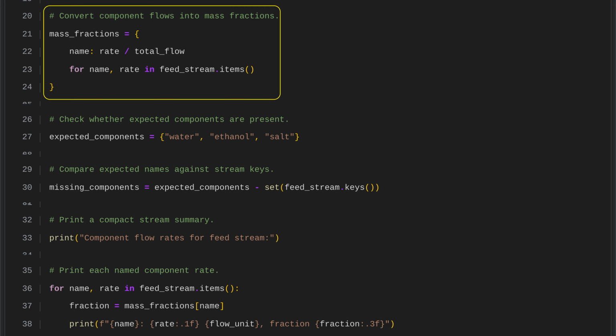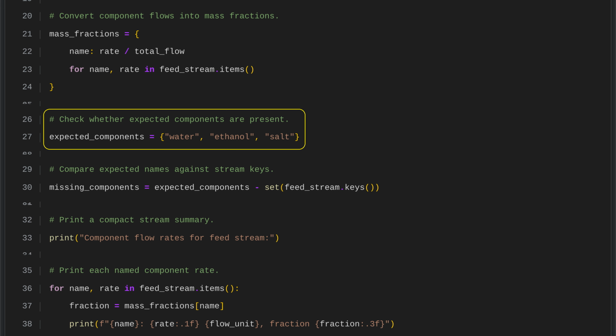We create a mass fractions dictionary to describe the feed stream composition. For each component, its flow rate is divided by the total flow to find its share of the stream. The component name is stored with this fraction, showing how much each component contributes to the total mass.